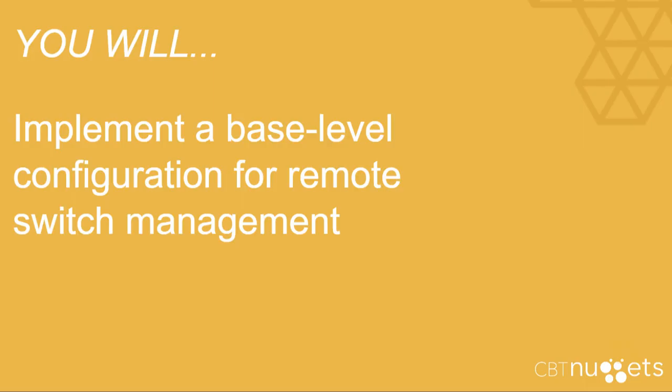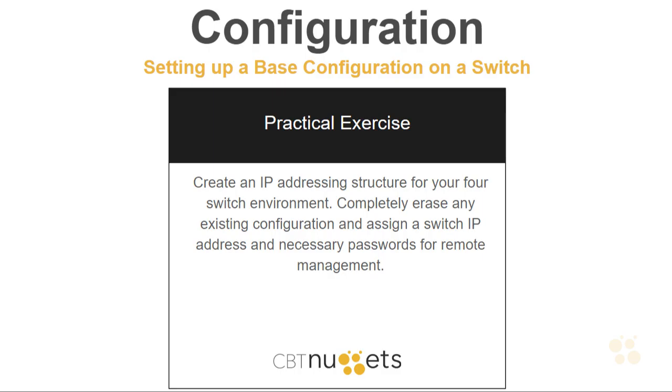Now I told you at the beginning of this nugget that you will be able to implement a base level configuration for remote switch management. So here's what I want you to do. Create an IP addressing structure for your 4-switch environment, so design that out on paper. Then completely erase the existing configuration and assign a switch IP address on the switches that you've bought for your lab environment. Now, I used some Cisco SG300s in the lab and as the production switch here.